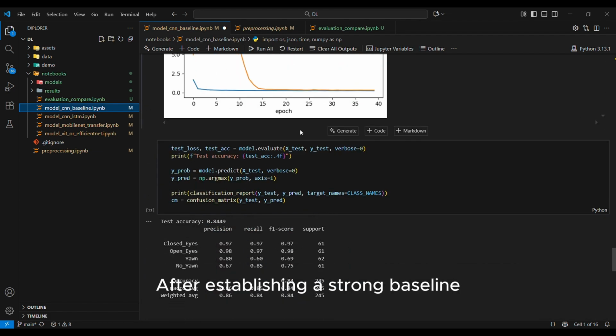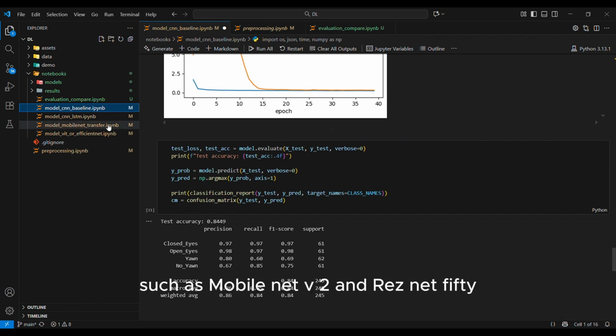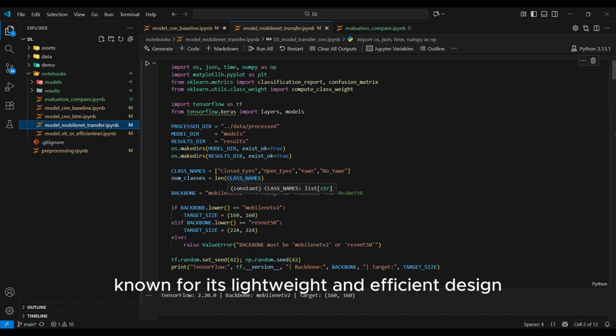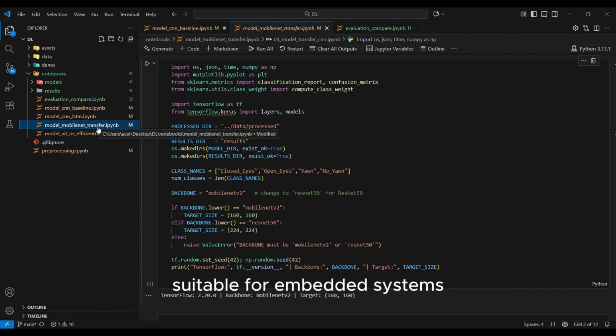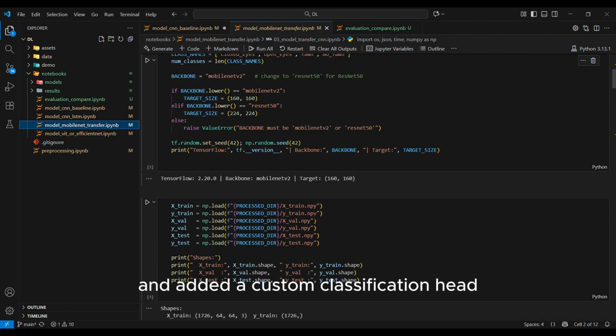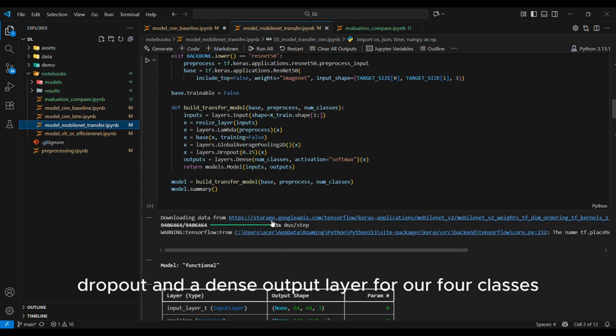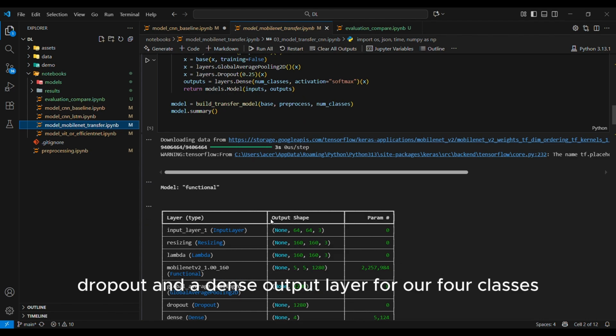After establishing a strong baseline, we implemented transfer learning to leverage pre-trained models such as MobileNet v2 and ResNet 50. We began with MobileNet v2, known for its lightweight and efficient design suitable for embedded systems. We imported the pre-trained base, froze its early layers, and added a custom classification head consisting of global average pooling, dropout, and a dense output layer for our 4 classes.